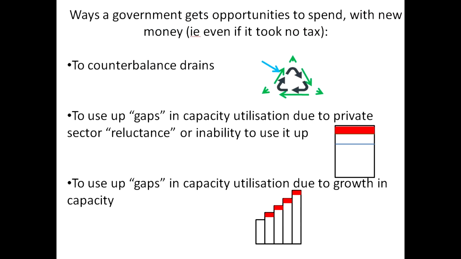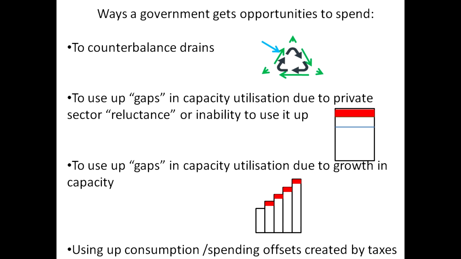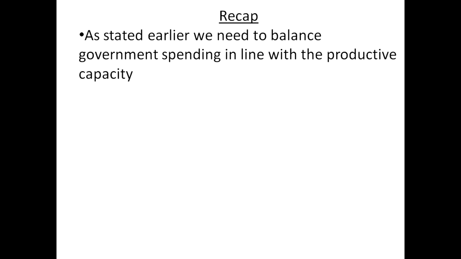So with all the information you've been given in these videos by now, you should know that the government can spend even without taking tax. The main reasons for this are to correct for drains of money out of circulation, to fill up unused capacity due to the vagaries of the business cycle, and to use up gaps induced by growing production capacity. Tax is of course very important, so I'm definitely not advocating that we don't tax. I'm just saying that it's important for everyone to realise that this is not the only way a government can spend.